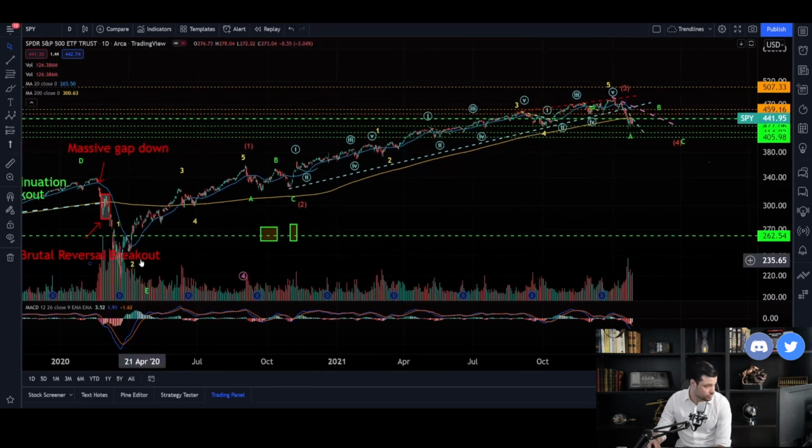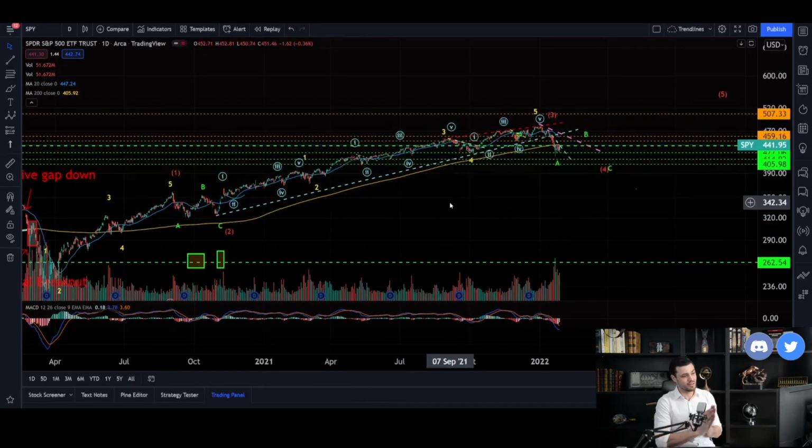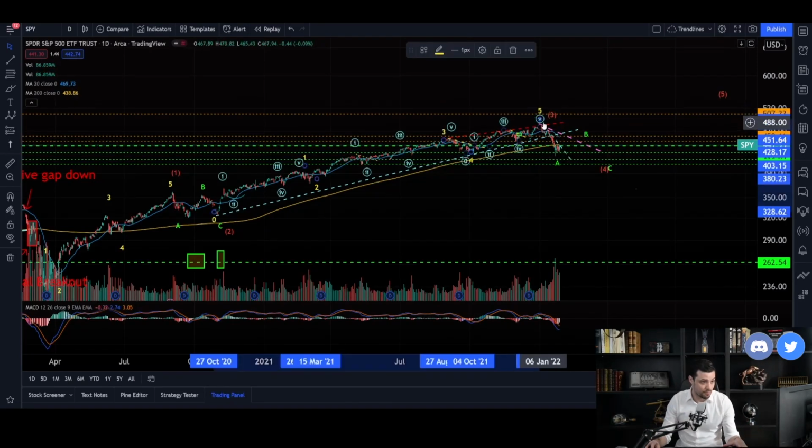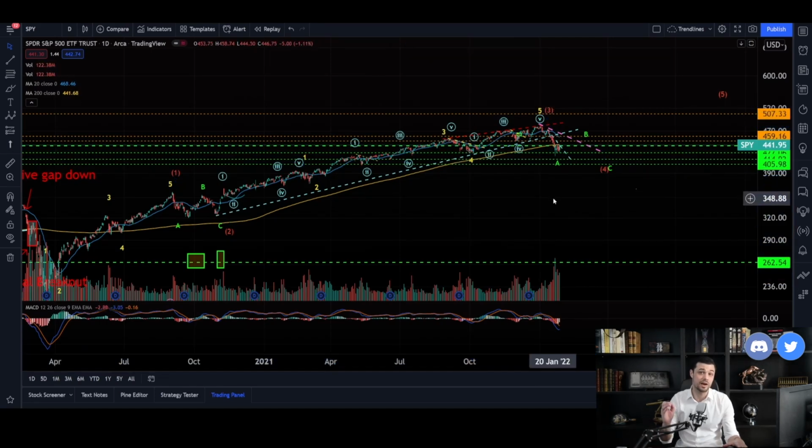I won't do the same thing here, but I could. So we have a counting that is verifying all the Elliott wave rules, and that is giving us the top at 480 being the top of the third wave only. So we are heading for a fourth wave.